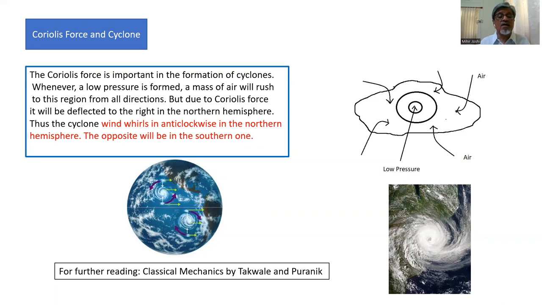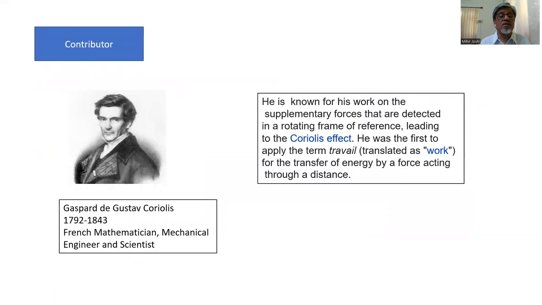For further reading, I suggest Classical Mechanics by Takwale and Puranik. The contributor, Gaspard-Gustave Coriolis, born in 1792, passed away in 1843, was a French mathematician, mechanical engineer, and scientist. He contributed to deriving the Coriolis force expression. He is known for his work on supplementary forces that are detected in rotating frames of reference, leading to the Coriolis effect. He was the first to apply the term travail, translated as work, for the transfer of energy by force acting through a distance.